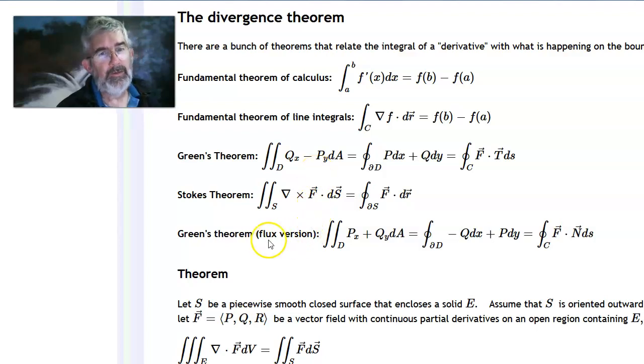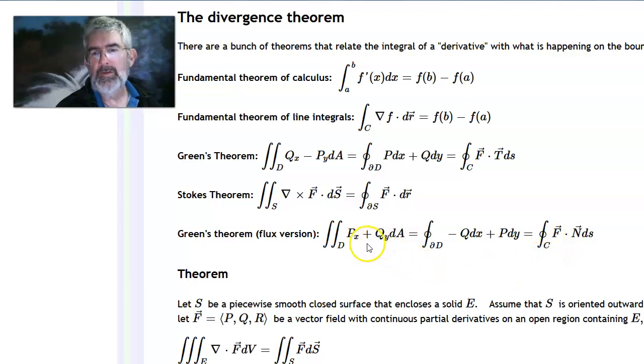We then had a different version, well, actually this came before Stokes's theorem, of Green's theorem, which was called the flux version, where the double integral of P sub x plus Q sub y dA was equal to the line integral around the boundary of minus Q dx plus P dy, which is just the line integral of F dotted with n ds. So this is the normal vector to the curve. This is not the vector field along the curve, it's the vector field across the curve, and we call this the flux. This was the flux integral.